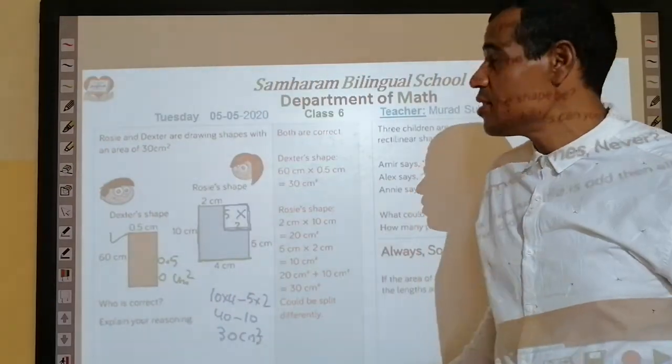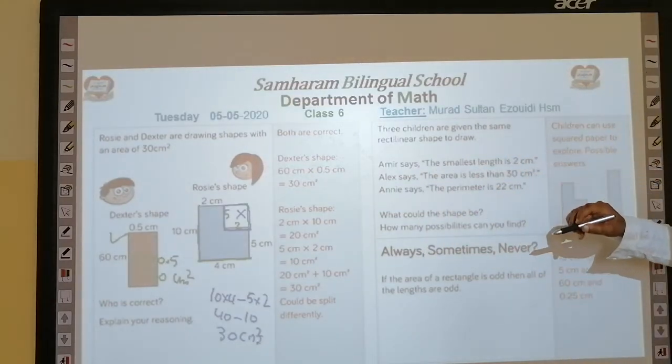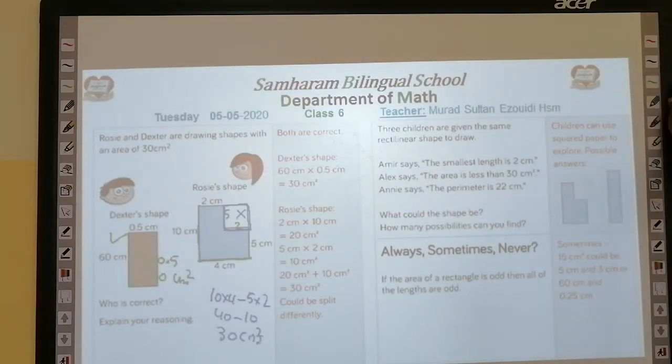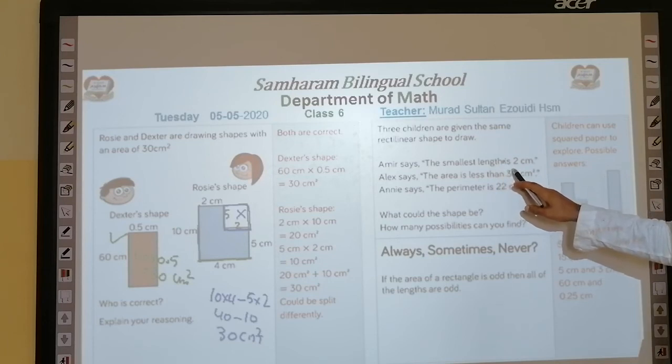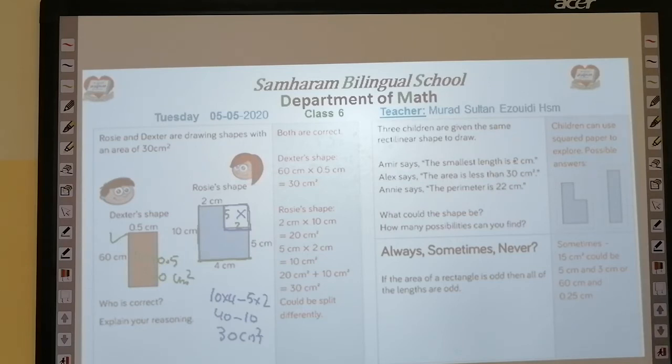We have another exercise. 3 children are given the same rectangular shape to draw. Of course, here students or children can use squared paper to explore possible answers. Amir said that the smallest length is 2 centimeters. Alex said the area is less than 30 centimeters. Annie said the perimeter is 22. What could the shape be? How many possibilities can you find?